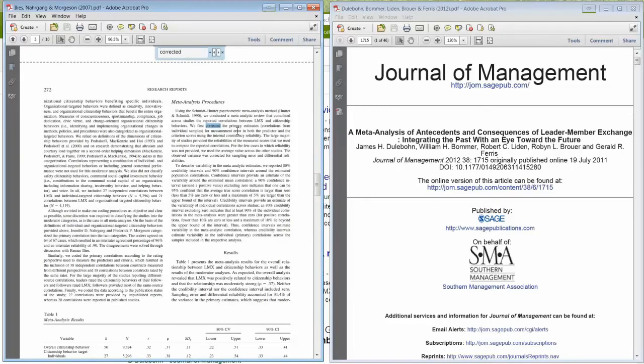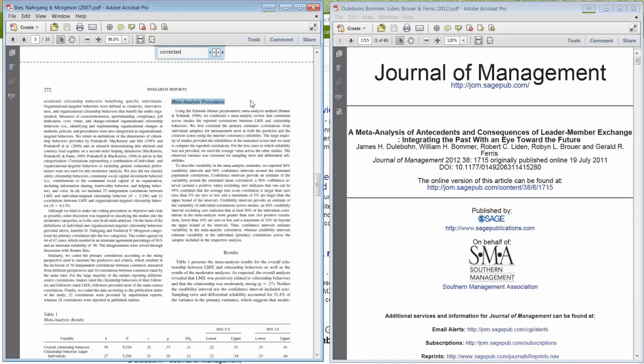But we'd also want to make sure that that corrected applied to correlations. So here we see corrected and correlations in the same rough sentence, near each other anyway. And that gives us some assurance that this indeed is a meta-analysis. Of course, it also says meta-analysis procedures right here. And again, it's listed in the title, so we can be confident that this is indeed a meta-analysis.